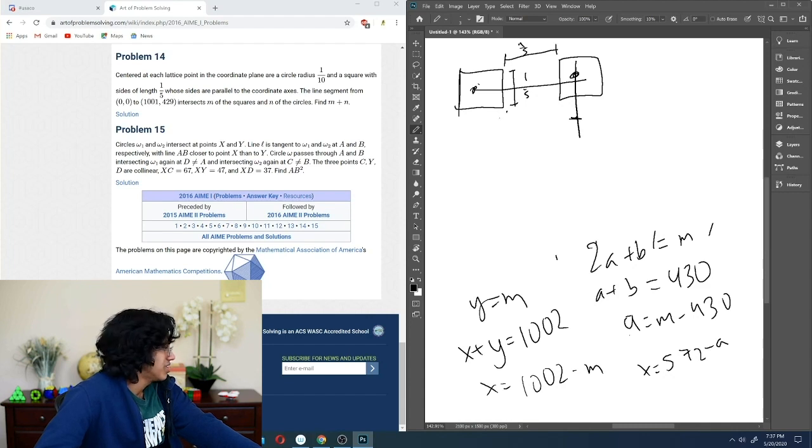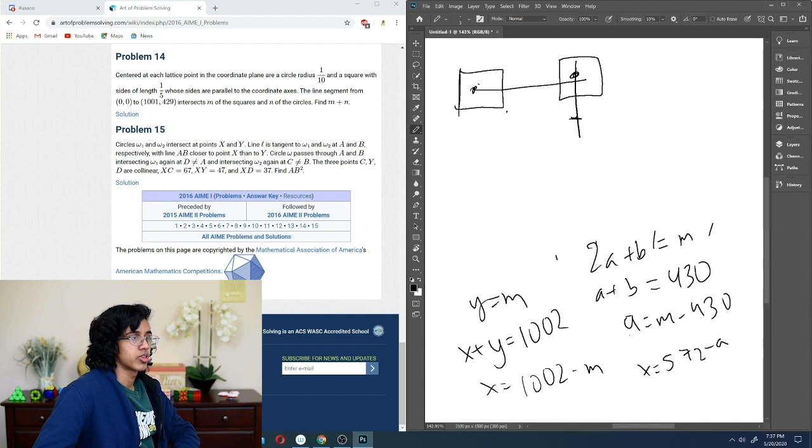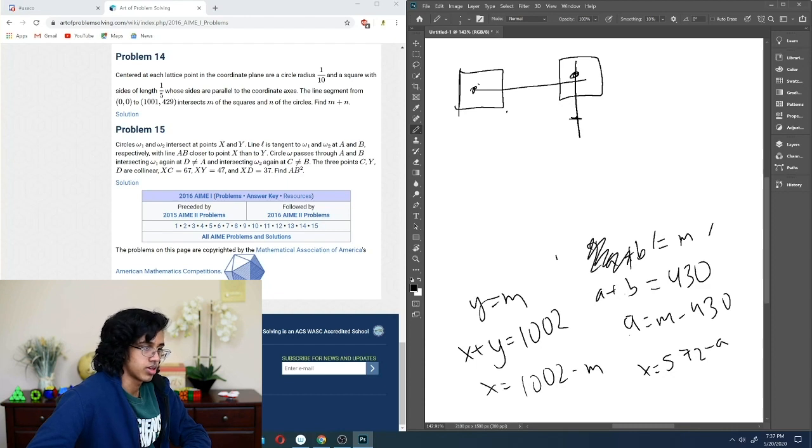Wait, is that what I already said? Hold up. Oh, so I was just trolling. So even if you went from the lowest one to the highest one, it still can't hit 2. So this would still be b is equal to m, and then a plus b equals 430, and then a is equal to 430 minus m, and then this would be plus a.